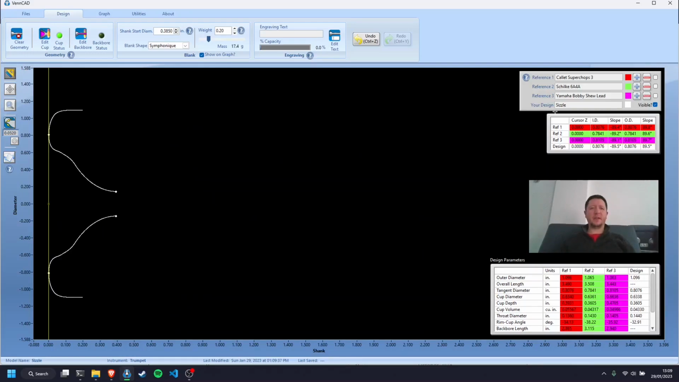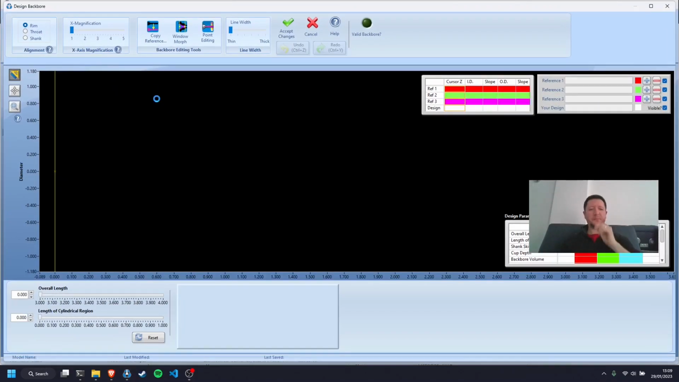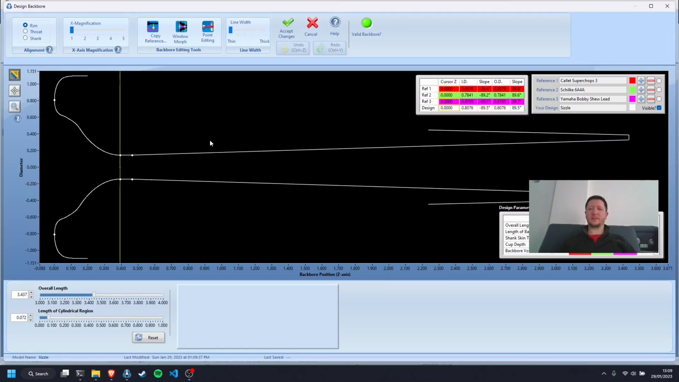Okay, now we need a backbore. So the process continues. Now that we've done the cup and rim, you can see that you've got a little green light there, but our backbore does not exist. So let's do this.